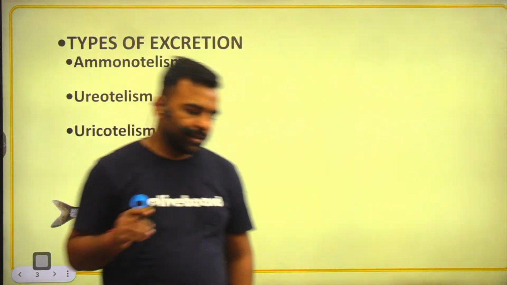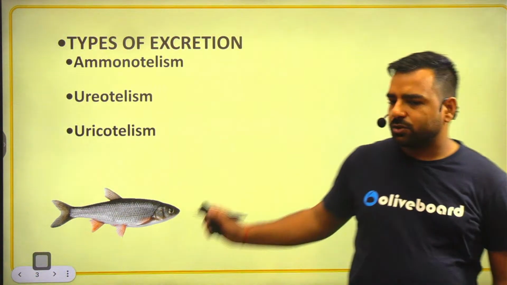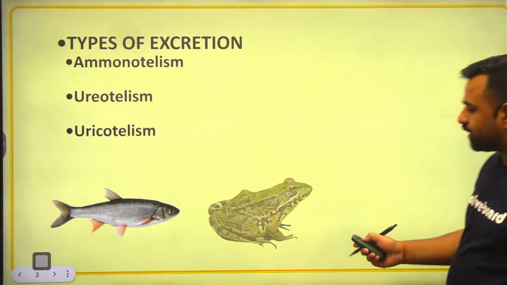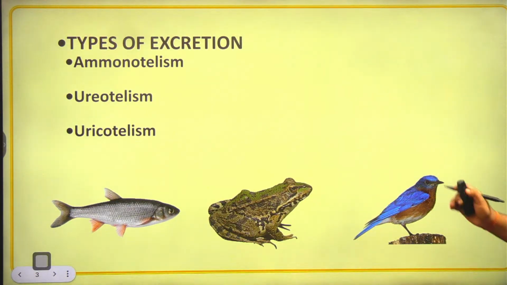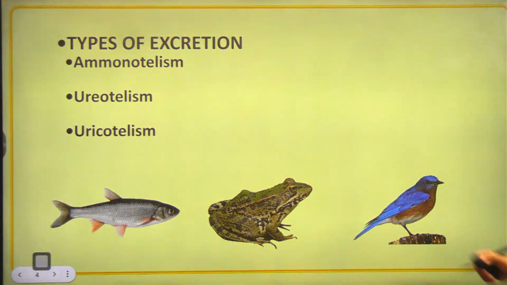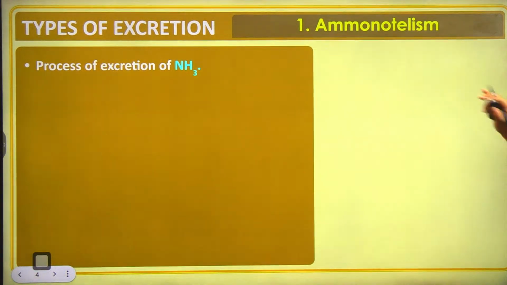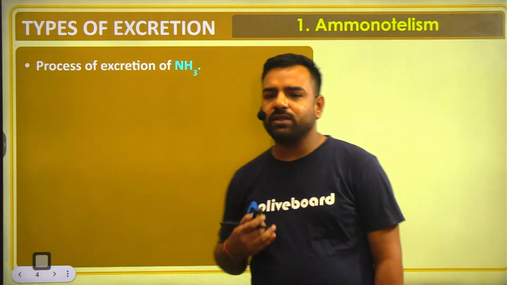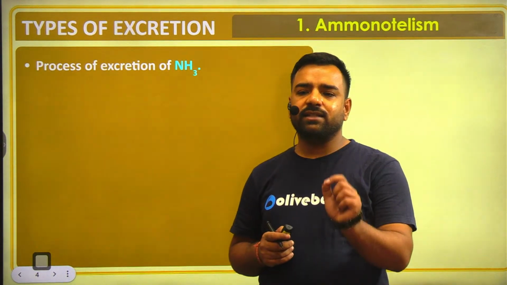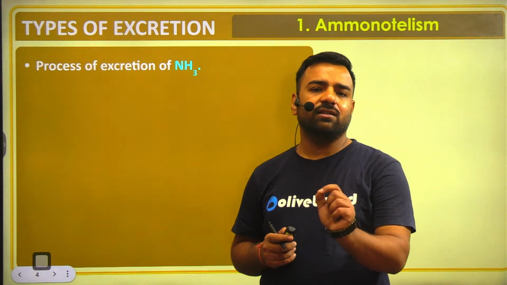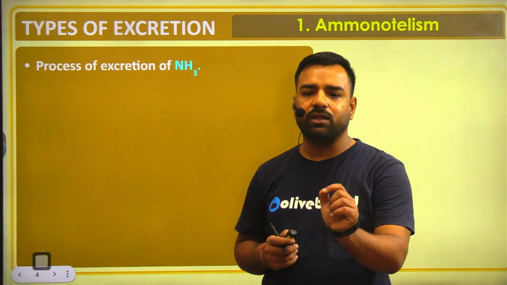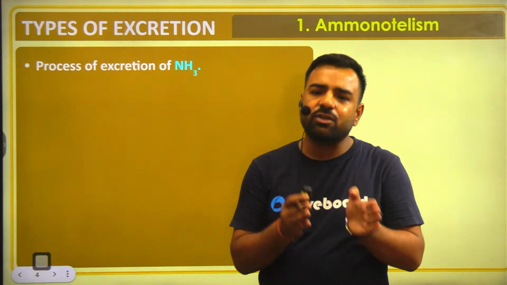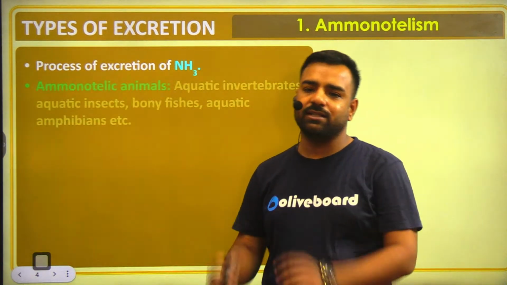Fine. Okay, so talking about the types of excretion again. Here we were talking about fishes, frog, and birds. They all excrete the waste in different types. So first of all, the type of waste in which ammonia is released is known as ammonotelic, and in this the waste which is secreted is in the form of ammonia. The process of excretion of ammonia is known as ammonotelism basically.